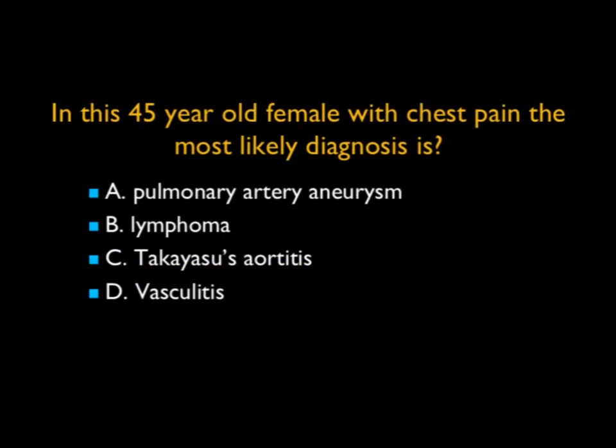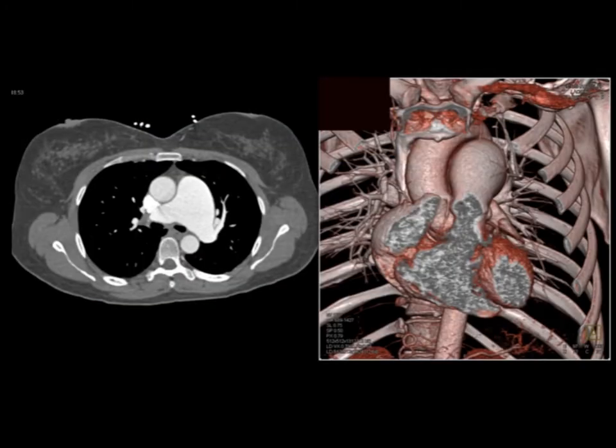This patient had chest pain, and what's the best diagnosis? When you look at the axial images, you see a markedly enlarged main pulmonary artery, and the right and left main pulmonary arteries are also somewhat enlarged. And there it is on the 3D. Look at the size of the main pulmonary artery. This is a classic example, not of lymphoma. There are no nodes here. It's not Takayasu's, which gives thickening of the vessel with narrowing of the lumen, and it's not a vasculitis. It's a pulmonary artery aneurysm.